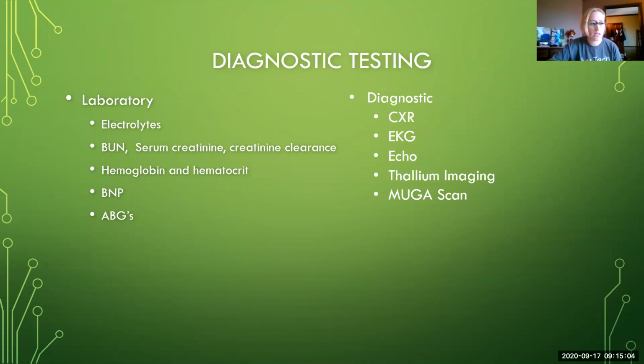So 60% is right around normal, but those that are starting to get into severe decompensated heart failure can go all the way down to around 10%. So that's when they start really looking at different treatment options to better prolong their quality of life. And then we have our thallium imaging and our MUGA scans as well. But our biggest ones are going to be our BNP, our x-rays, and echocardiograms.